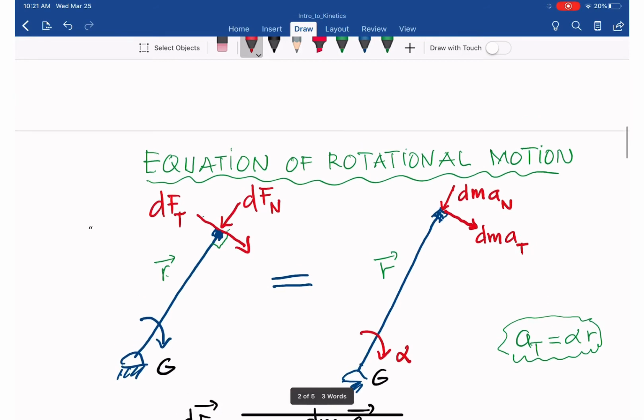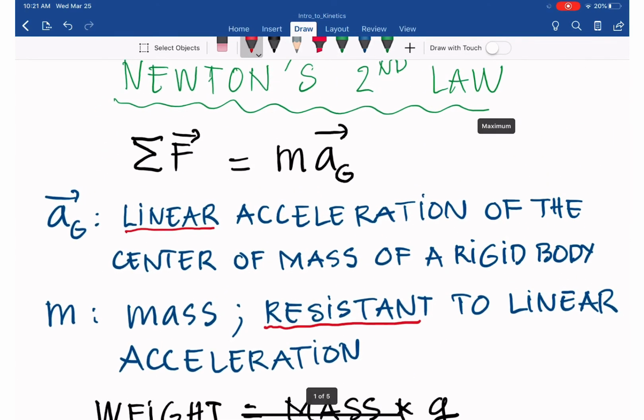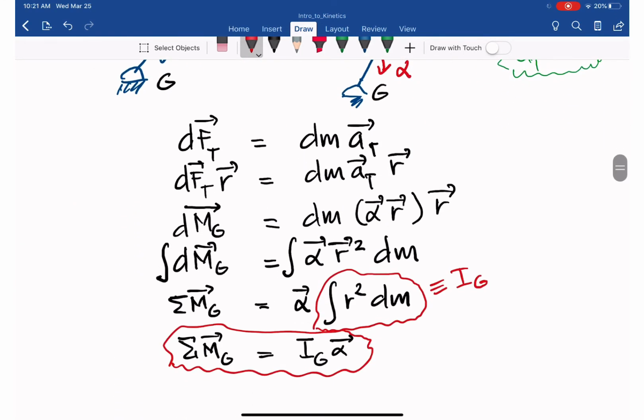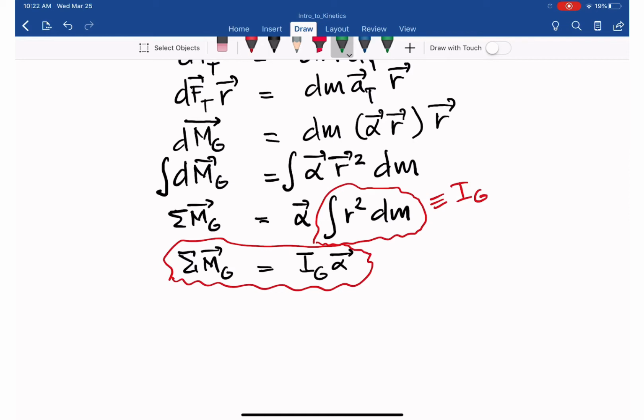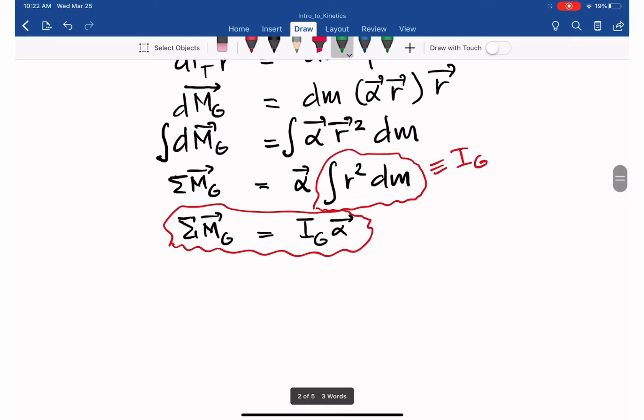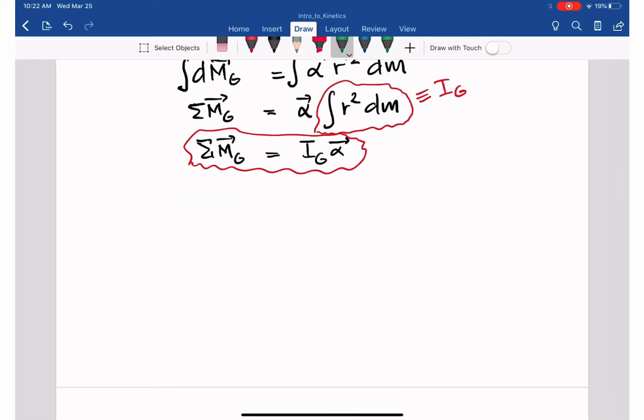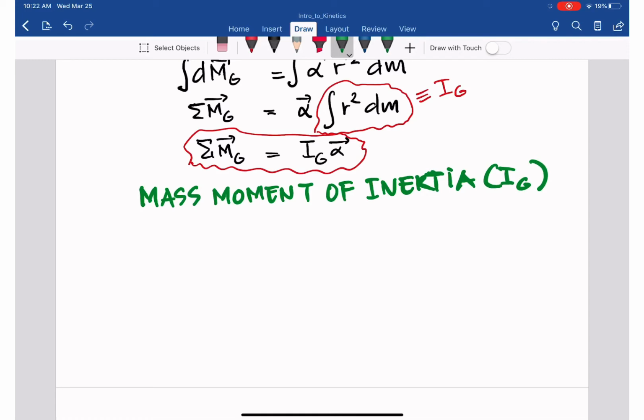So you see the analogy here. If the body is in translation, for Newton's second law, F equals m ag at the center of mass. If it is in rotation, force is replaced with the moment Mg about G, and ag is replaced with alpha, and m is replaced with Ig, the moment of inertia about the center of mass. And what is Ig that we are going to discuss next? For now, I just call that the mass moment of inertia. So let's talk about that. Mass moment of inertia, Ig, the important concept here.